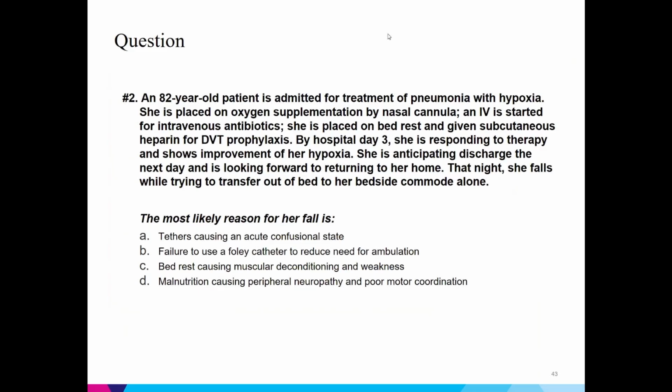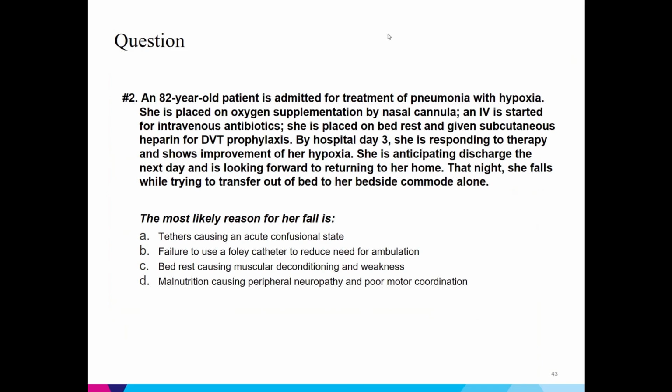And question number 2. An 82-year-old patient is admitted for treatment of pneumonia with hypoxia. She's placed on oxygen supplementation by nasal cannula. An IV is started for IV antibiotics. She's placed on bed rest and given subcutaneous heparin for DVT prophylaxis. By hospital day 3, she is responding to therapy and shows improvement of her hypoxia. She's anticipating discharge the next day and is looking forward to returning to her home. That night, she falls while transferring out of bed to her bedside commode alone.